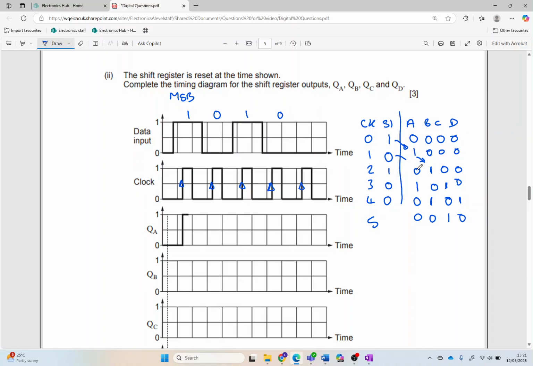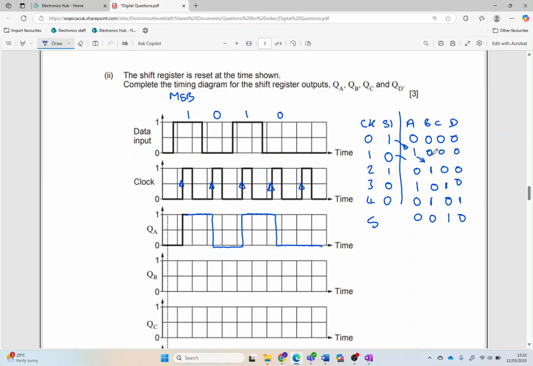And then reading down the column, on the next clock pulse there'll be a 0. So coming here on the next clock pulse, that'll be a 0. And then on the third clock pulse, I've got a 1. And then fourth clock pulse, I've got a 0, like so. So I'm just reading down the column. So spend time to save time.